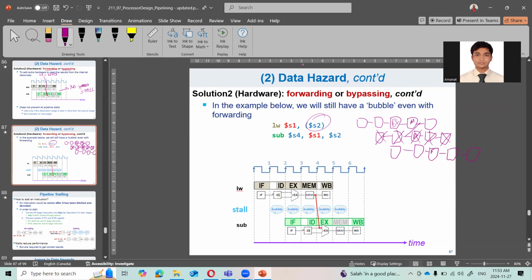And then in the execution stage, we can get the value from here. See, the bubbles are harder to draw, that's why you can just use X's. Okay. We need one stall if we have a memory operation and the next instruction is dependent on the memory operation. Basically, this is called the producer and this is called the consumer.